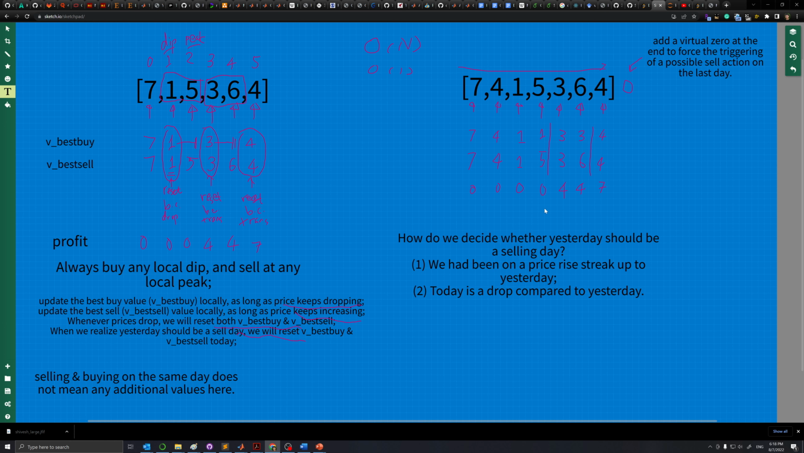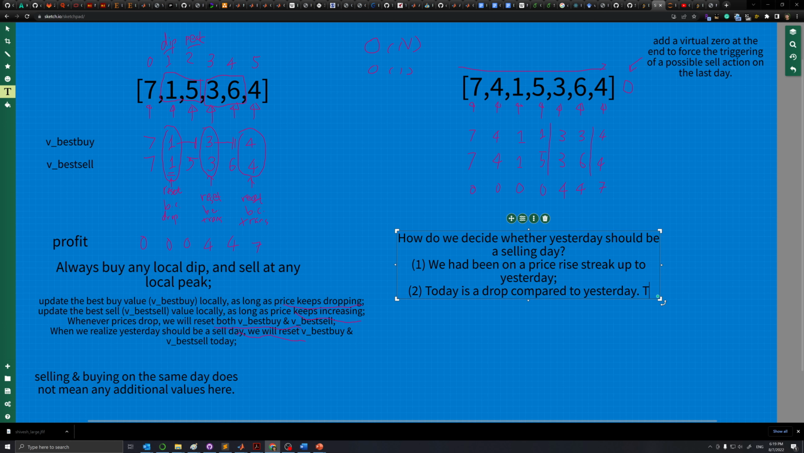Overall this worked pretty well. That's why we said whenever prices drop, we reset both buy and sell value. And when we realize yesterday should be a sell day, we also reset buy and sell value. So those are the two reset conditions. And how do we decide whether yesterday should be a selling day? There are two conditions. The first is that we had been on a price rise streak up to yesterday, going from a dip all the way up. The second is that today is a drop compared to yesterday.